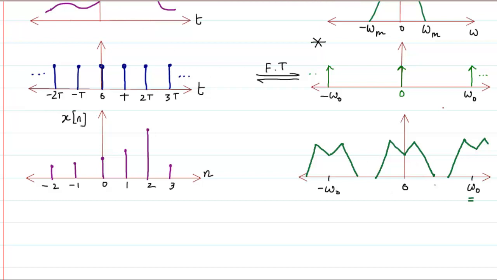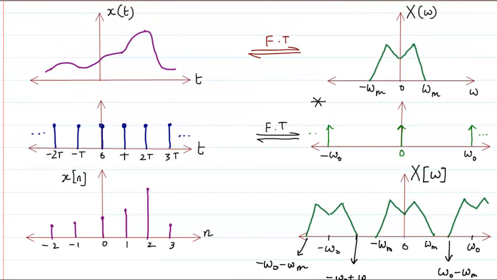Let me write the values where it will be. See, one is omega m. This is how much? This is omega naught minus omega m. Correct? Let me write that properly. So this is going to be omega naught minus omega m. This is going to be minus omega m, and this is going to be how much? This is going to be minus omega naught plus omega m, whereas this is going to be minus omega naught minus omega m. So like that, the spectrum will keep on repeating itself. This is going to be for the case of the discrete Fourier transform X of omega.